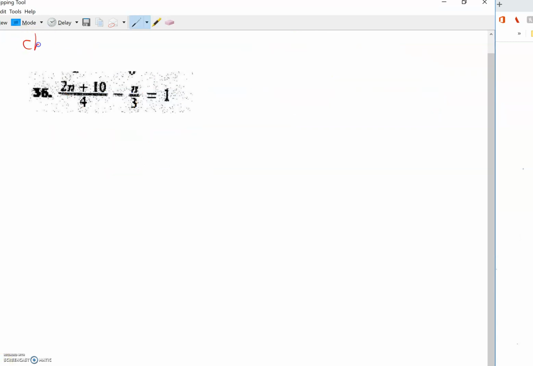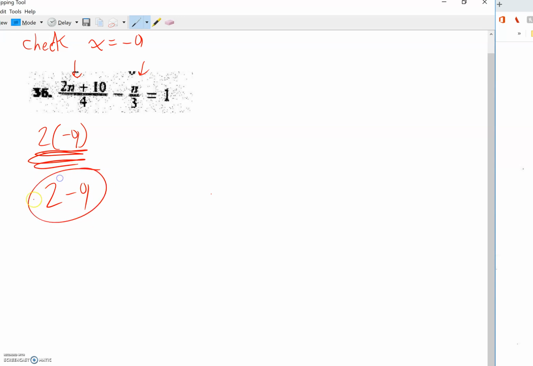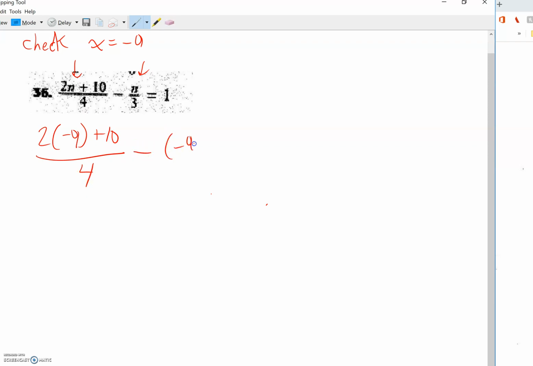Okay, so we're going to do the check. So for the check for this one, I believe I got x equals negative 9. So I'll substitute in and of course use brackety brackets. So 2 times negative 9. And your brackets really help you show that that's a multiplication, and don't write 2 minus 9 because then you'll change multiplication into a subtraction and get it wrong. So going back, use brackets to separate them and keep things mathematically correct. Minus negative 9 divided by 3 equals 1.